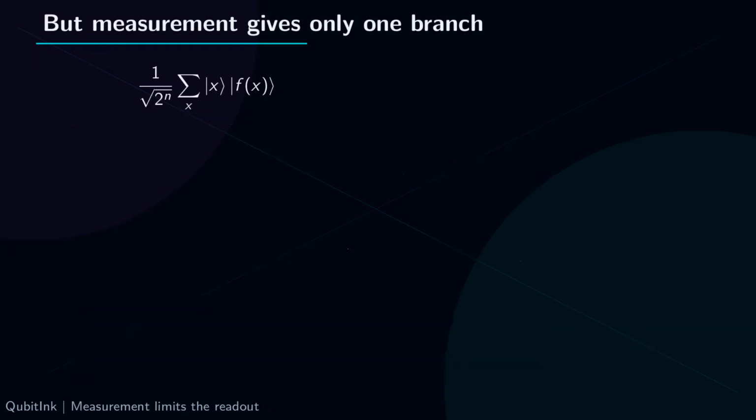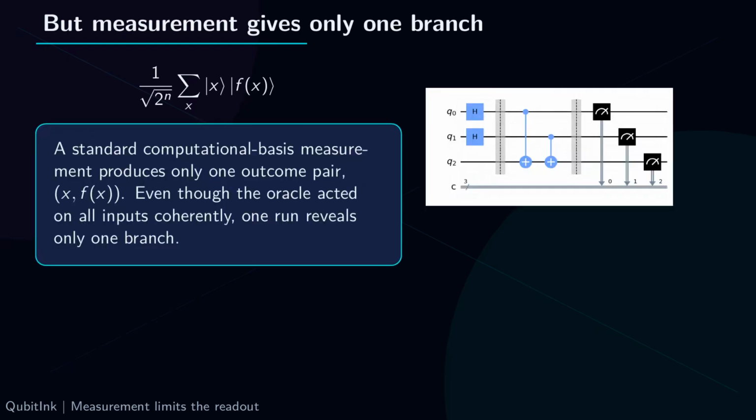The state after the oracle is 1 over square root of 2 to the n, sum over x, ket x, ket f of x. It is tempting to say that we now know all values of the function. But that is not correct. A standard measurement in the computational basis gives only one outcome pair, x, f of x. One run reveals one branch.